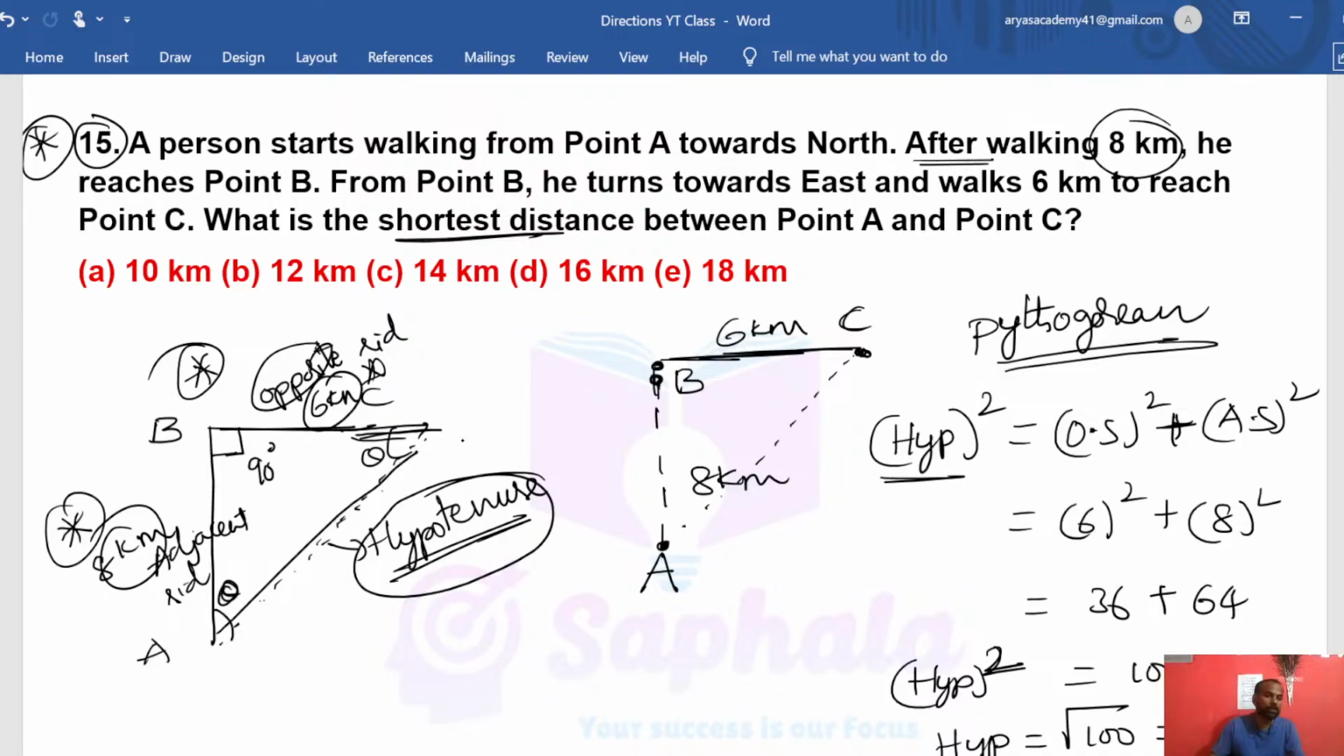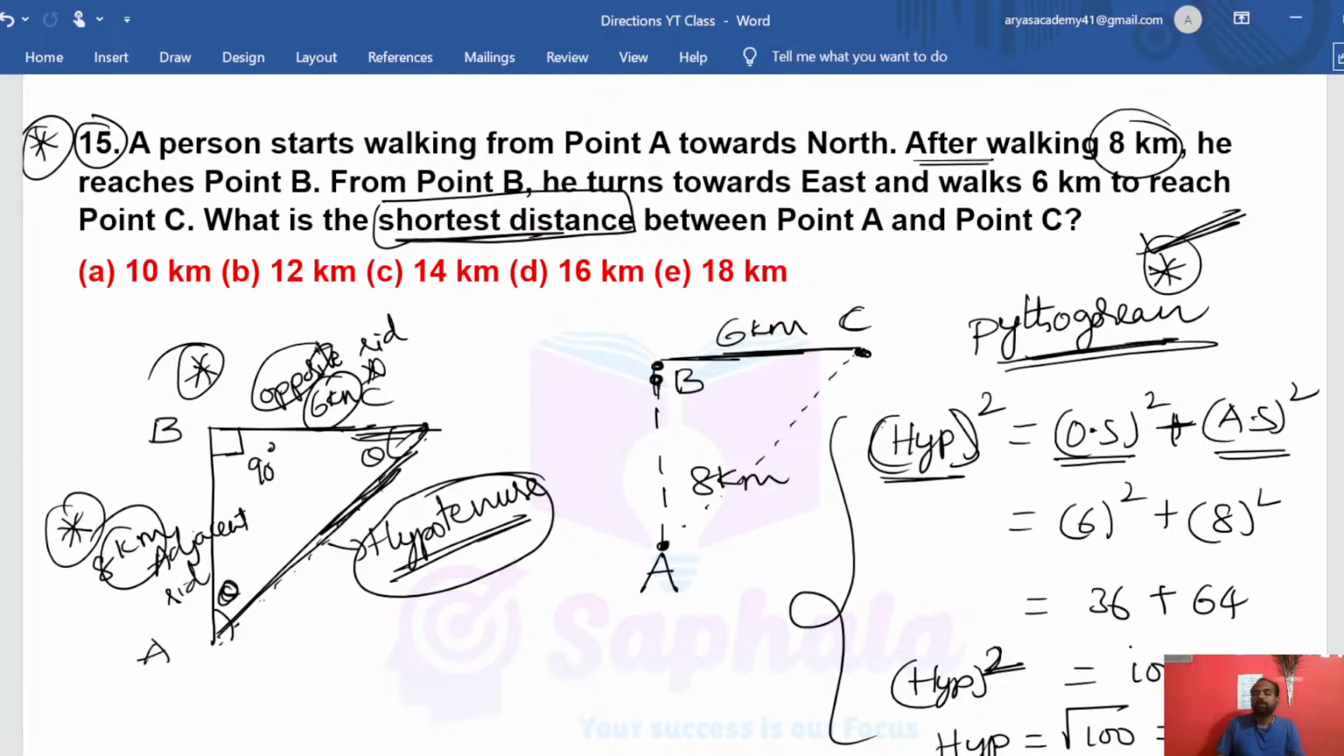Hypotenuse ಅಂತ ಹೇಳ್ತೀವಿ. So whenever in the directions chapter they ask you to calculate the shortest distance, it means they are asking you about the Pythagoras theorem application in the chapter of directions. What does Pythagoras theorem state? The square of hypotenuse, or the longest side of the right angle triangle, will be equal to the sum of the square of opposite side and the square of adjacent side. If you solve this problem, then you will get a value and that would be your answer. So answer is option A, 10 kilometers.